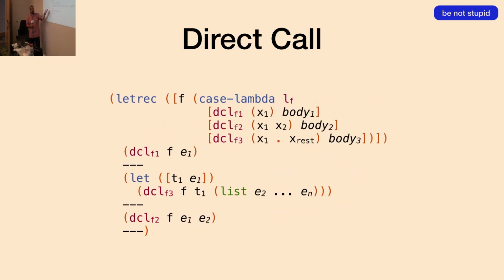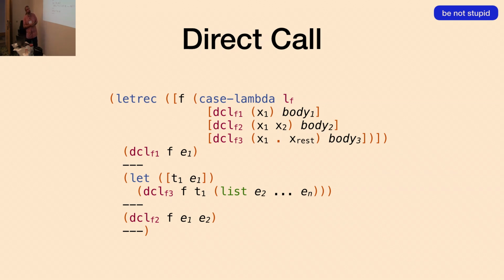And so we actually have to let bind the E1 outside. And if we had any other arguments that weren't inside that list, of course, E2 through EN are fine because list is applicative order. It's just going to evaluate them before it actually allocates the list. We just have to be a little bit careful about how we do these things. And this all sort of falls in the be-not-stupid category.